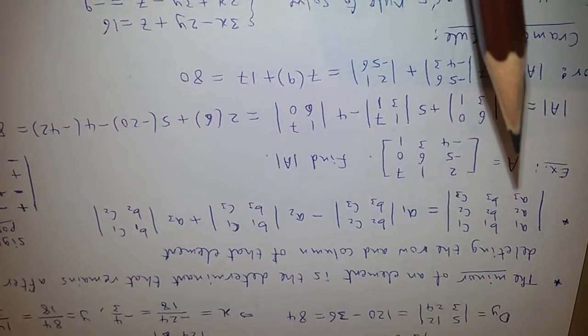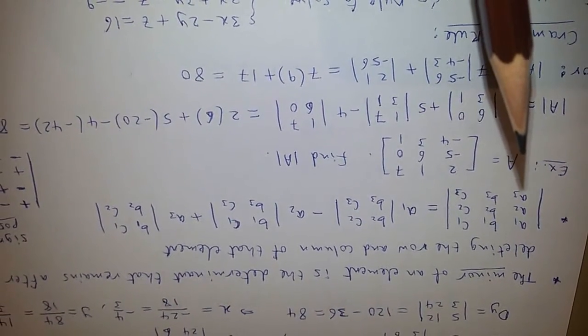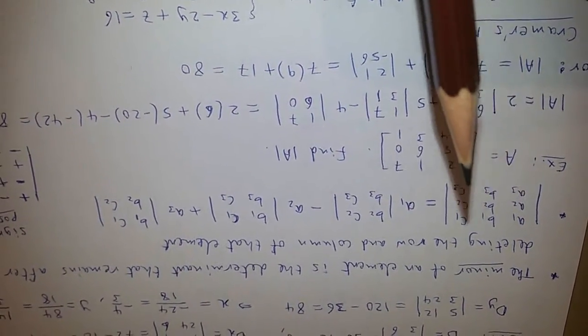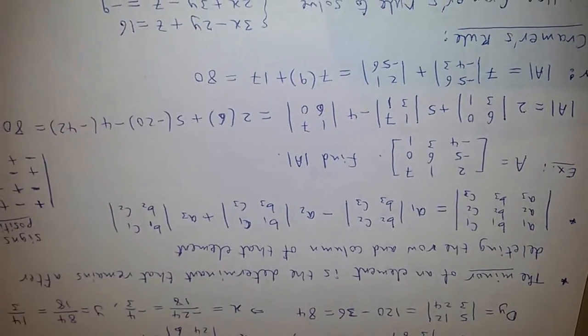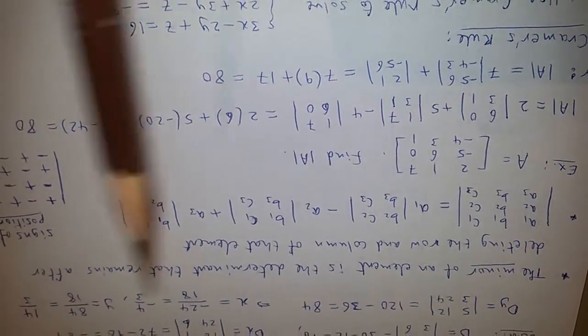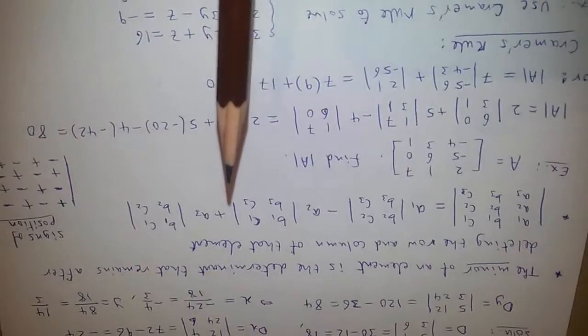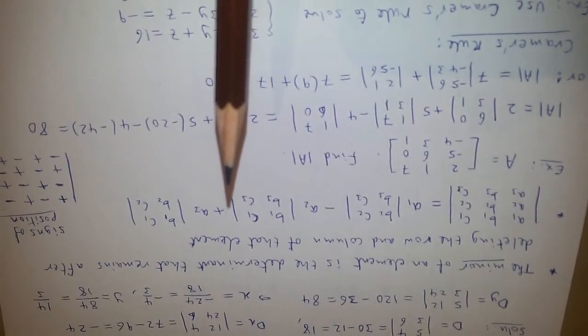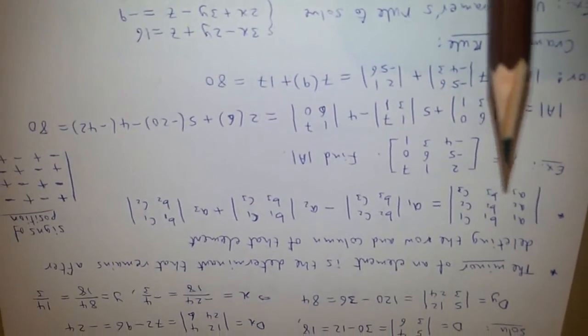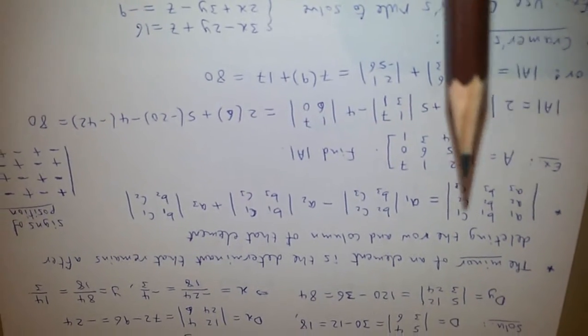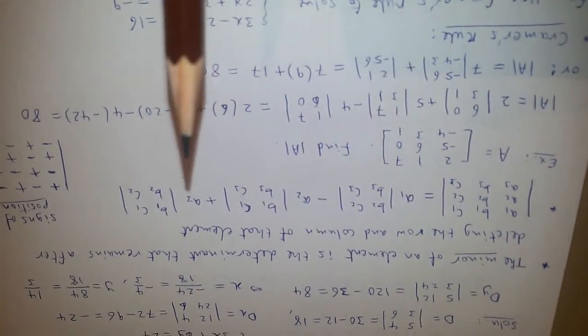Plus A3 times the minor of A3. Remove the row and the column, you get B1, C1, B2, C2. So this is the determinant of a 3 by 3 matrix. You can use any other column if you like, or any other row by doing the same.